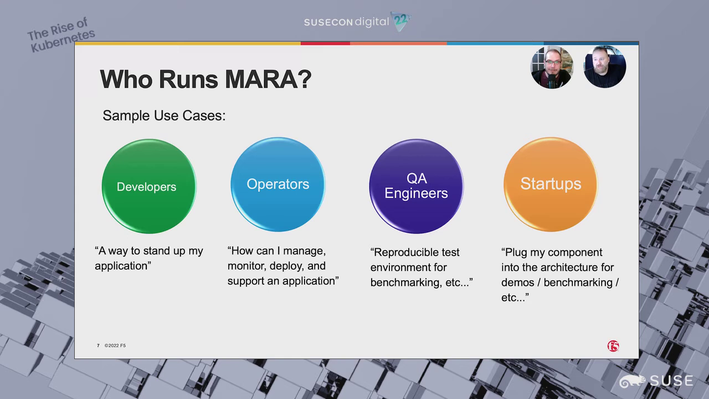QA engineers, Damian's mentioned this already, a reproducible test environment. I want to stand this up and benchmark it. And that's where Project Cicada comes in. Once that hits, then we can go ahead and cycle through that. QA engineers are really big on repeating things time and time again, and we want to make that as easy as possible. And then startups.